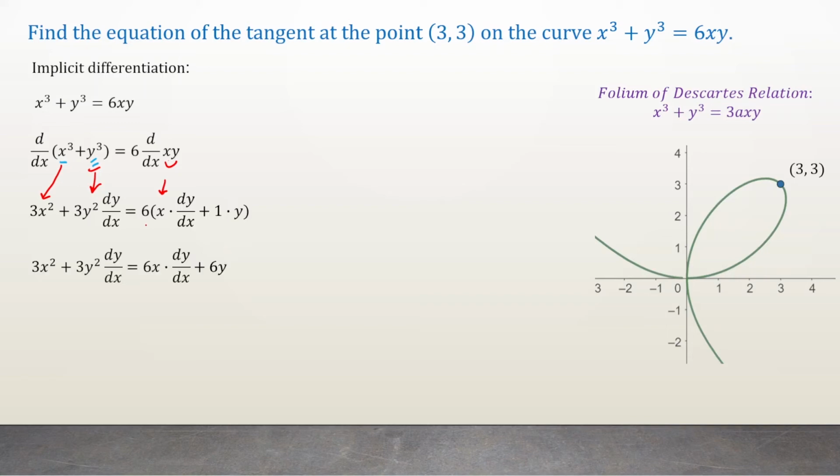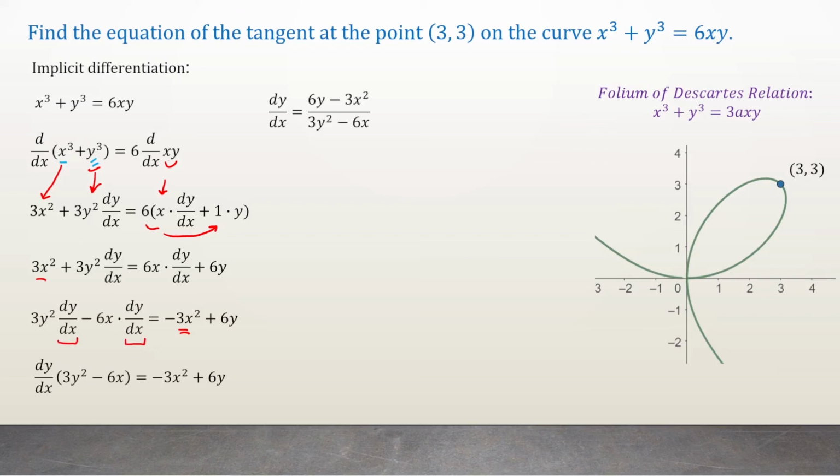So on the right side, we'll just simply distribute the 6 back inside the parentheses. Now we'll group our dy/dx terms onto the left side. And we subtracted 3x squared from both sides, so it appears on the right side here. Now factorize out dy/dx, because that's the common factor on the left side. Then we divide both sides by 3y squared minus 6x.